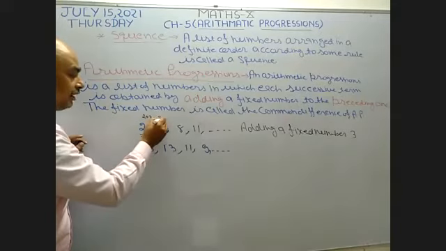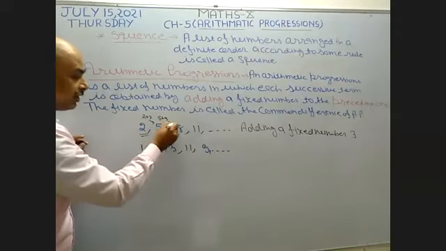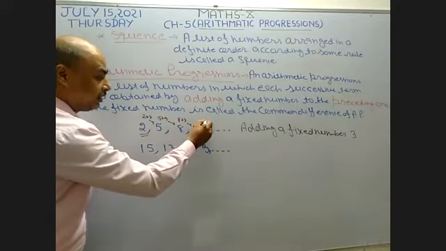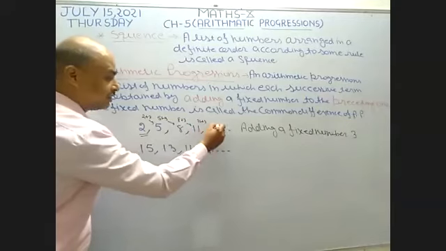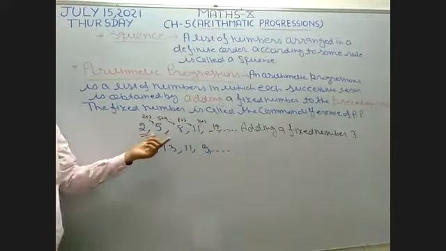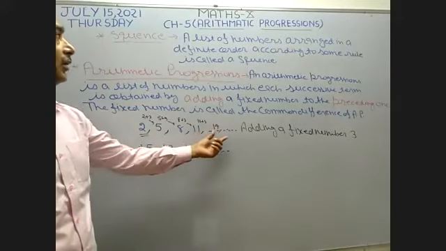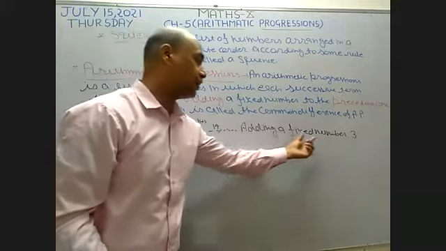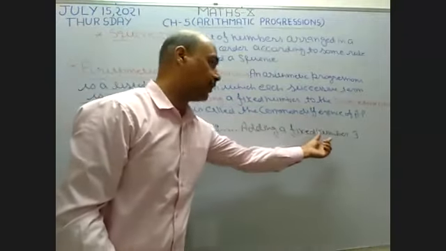Now you add 3 to this, so this becomes 8. Now 8 plus 3 becomes 11. In the same way, the next number will be 14, and so on. So this is a sequence because these numbers follow a definite rule. They are adding a fixed number, 3.